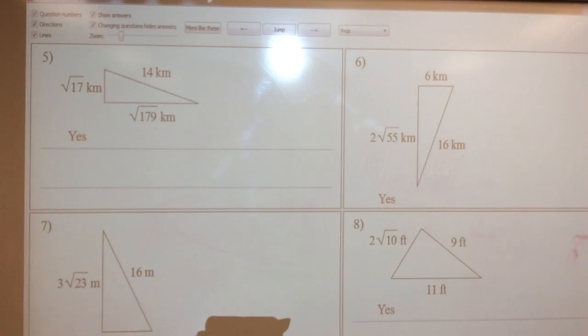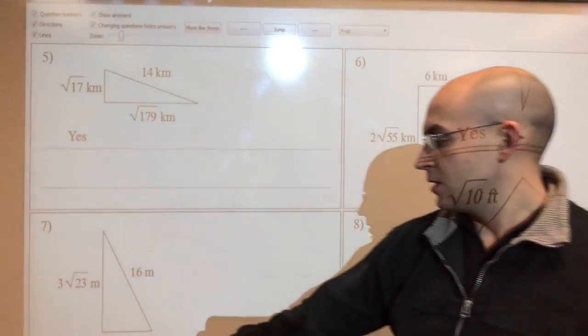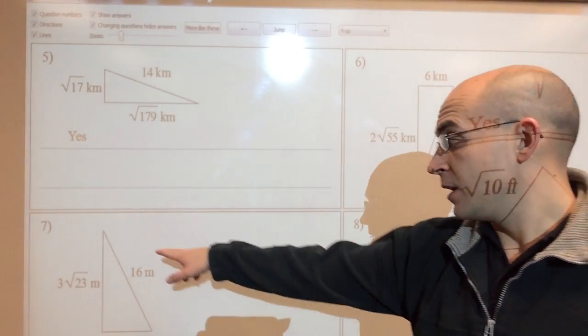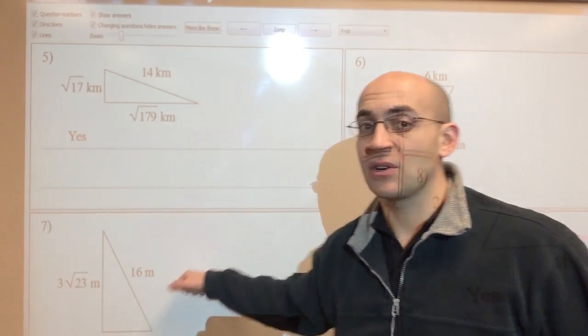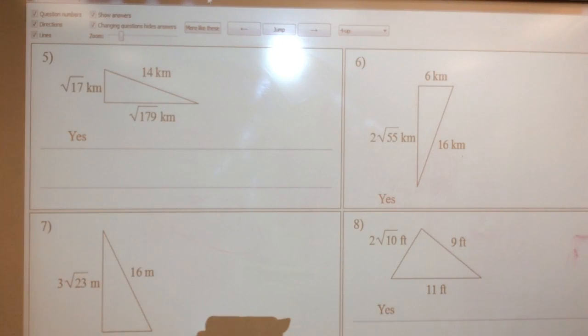So no work involved. This is also yes. You can't see it, but that's also yes. Oh, you can't even see that. The bottom there is 8 meters. So 3 root 23, 16, and 8. So go ahead and try that one. All yes. Very strange. Very weird.